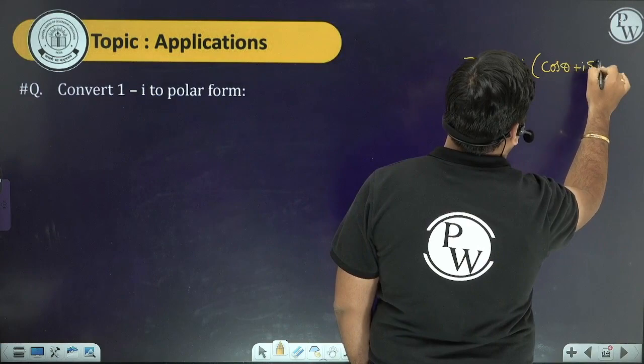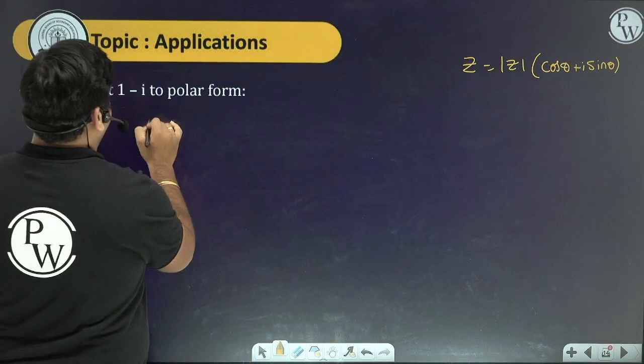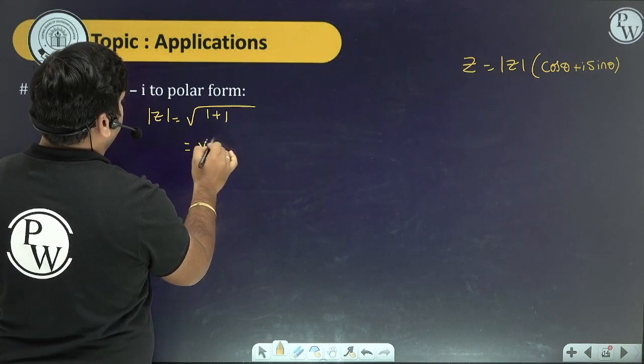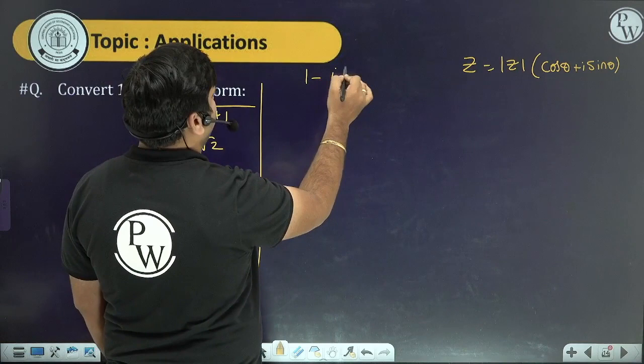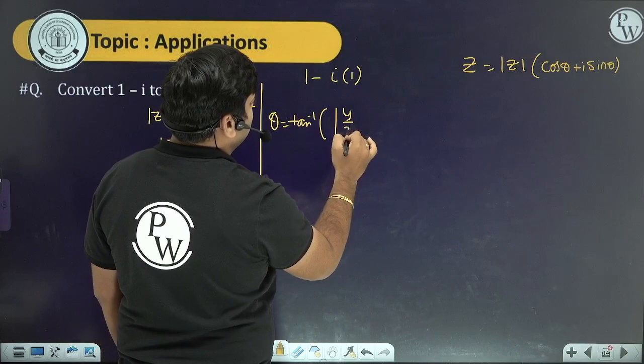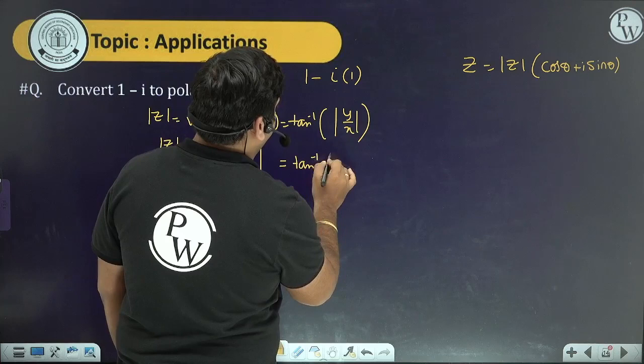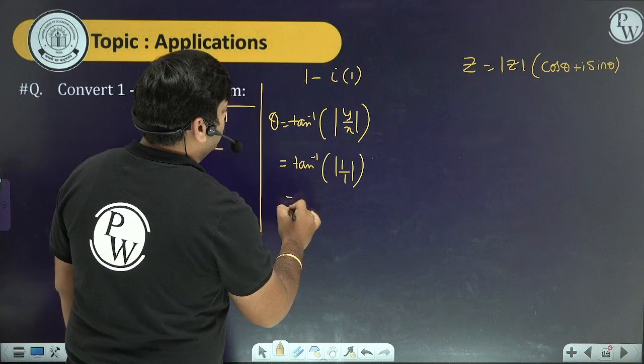It's very simple. So mod z is equal to root over a square plus b square, or x square plus y square. 1 plus 1, it is root 2. Now the number is 1 minus i, with 1 again. So theta is equal to tan inverse of mod y by x. That will give you tan inverse of modulus of 1 by 1, that is 1. So tan inverse of 1 gives pi by 4.